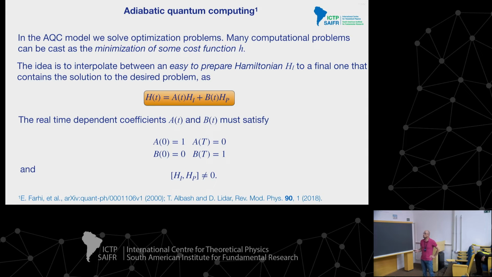An important condition is that these two operators don't commute. It's easy to see that. Basic quantum mechanics, right? Because if these two operators commute, they have the same eigenstates, right? So if they have the same eigenstates, this means that probably the solution of the initial Hamiltonian must be the same as the final Hamiltonian, and you know at the beginning the solution of the problem. So this is not useful, right?